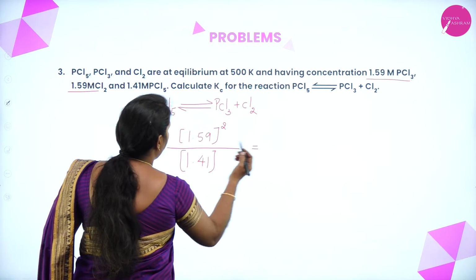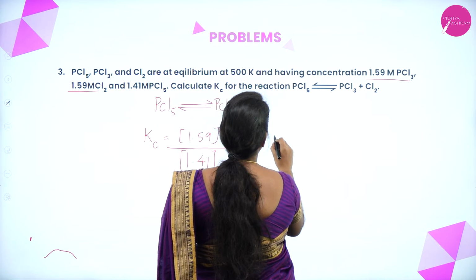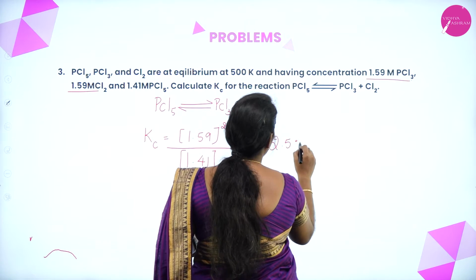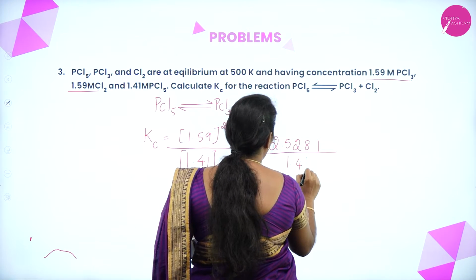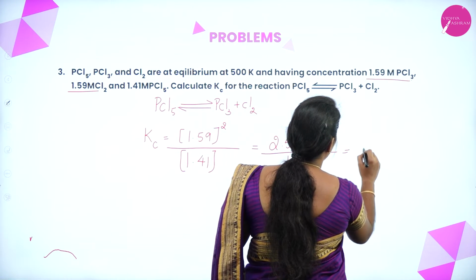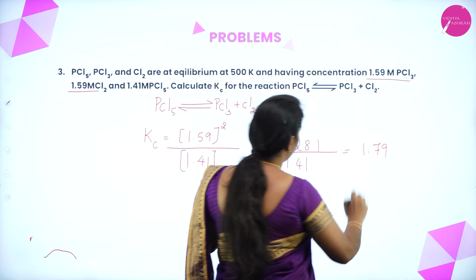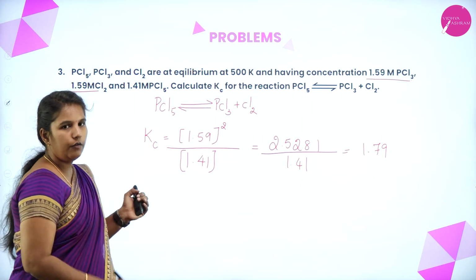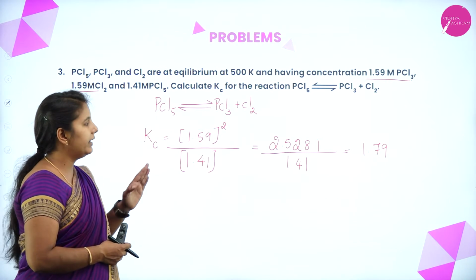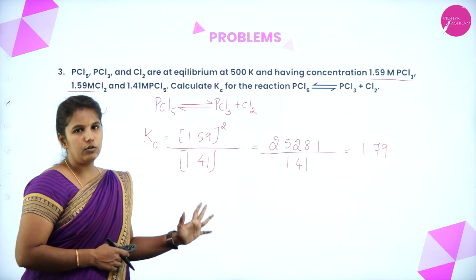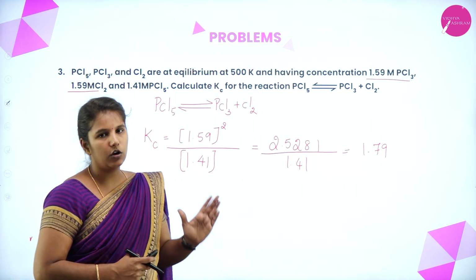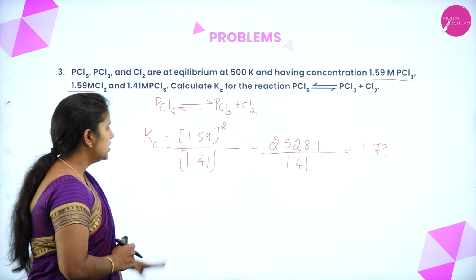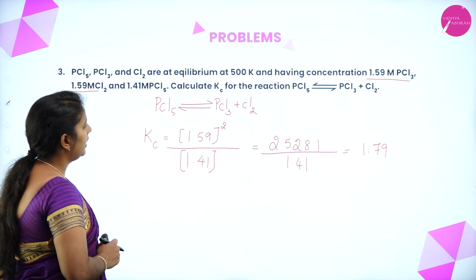Now, if you multiply, you will get 2.5281 divided by 1.41. So, if you divide this, you will get 1.79. This is how we can easily calculate the equilibrium constant by looking at the molar concentration of the product as well as the molar concentration of the reactant. So, hope you all understood this numerical.